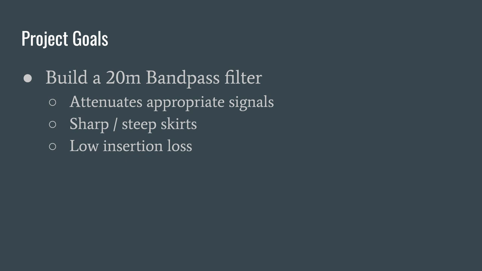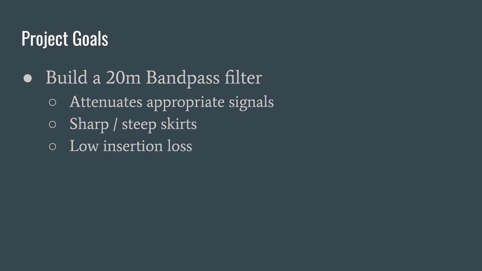The second objective is that you want to use sharper, steep skirts, and they are the declines in those diagrams that we looked at. The reason you want sharper, steep skirts is that you don't want to pick up other signals that are adjacent to the signals in the 20-meter band. And the sharper those skirts are, the less likely that is to happen. Now, there's all kinds of trade-offs when you build a bandpass filter because getting all three of these things correct is difficult. And the last thing we want is low insertion loss.